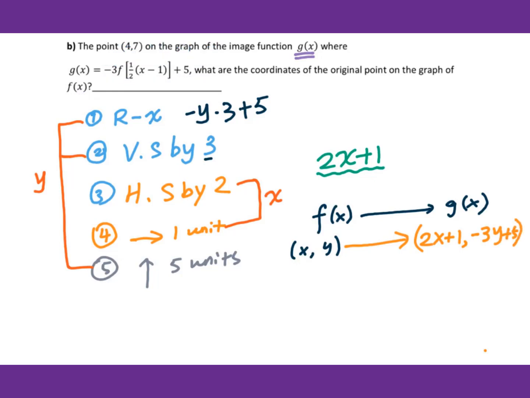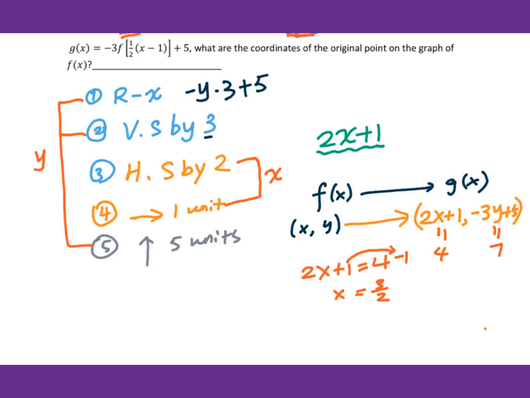According to the given information, 4, 7 is on the graph of g of x. That means this is 4, this is 7. Then I solve for x now. We set up 2x plus 1 equals 4. So we solve, x equals, we subtract 1, then divide by 2, that is 3 over 2.